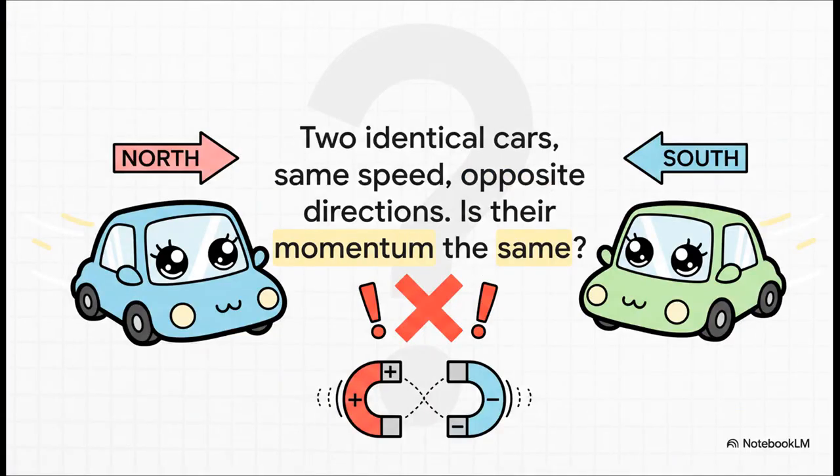Imagine two identical cars. Same mass, same everything. They're even traveling at the exact same speed. But one is driving north and the other is driving south. Do they have the same momentum? The answer is absolutely not.